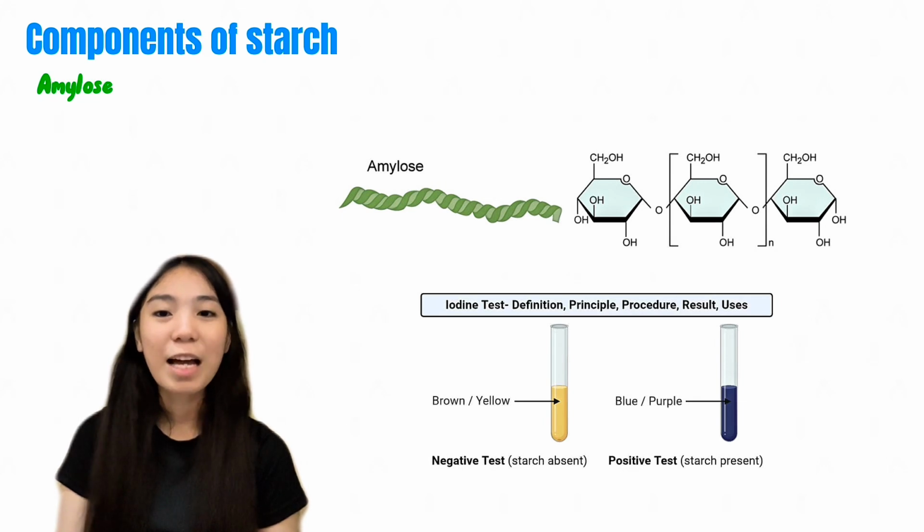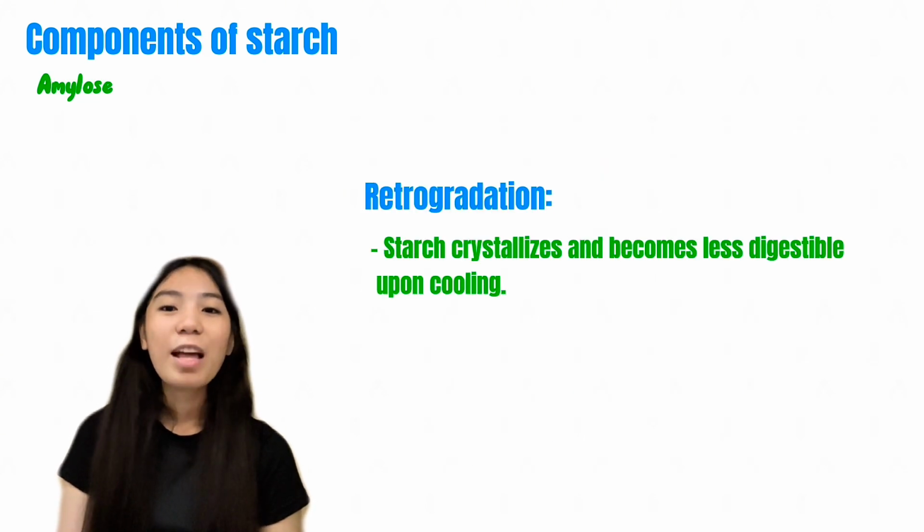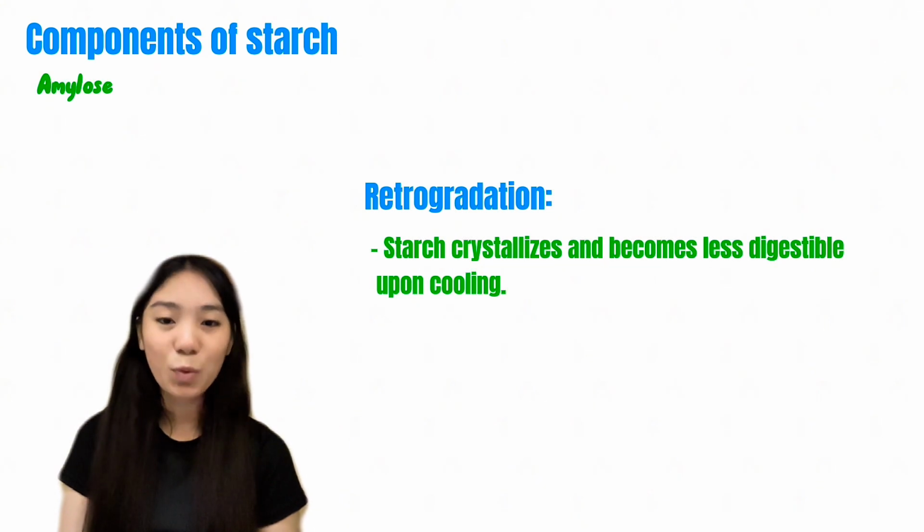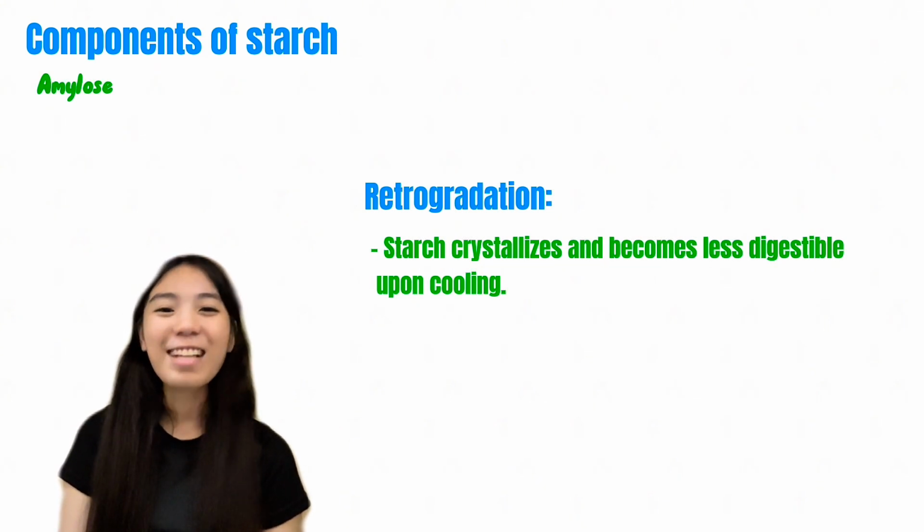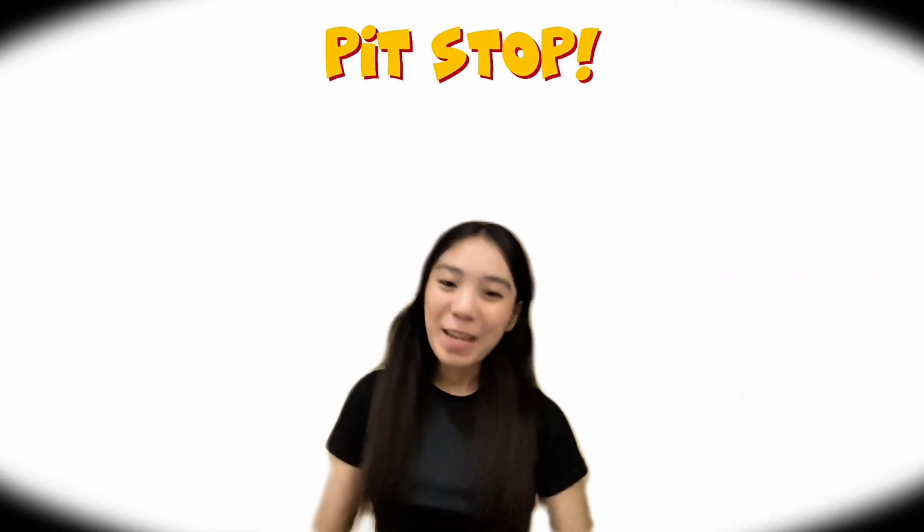When you cook foods high in amylose, they can sometimes feel a bit drier or firmer. This is because its linear structure makes it less soluble in water and gives it a more rigid texture. It also contributes to something called retrogradation. That's when starch crystallizes and becomes less digestible upon cooling. Ever notice how bread can get stale and hard the next day? That's amylose at work.